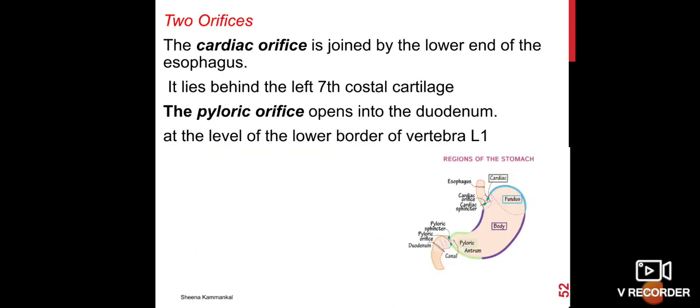The orifices, or the openings, are present: one at the lower end of the esophagus, and the other at the lower end of the stomach. So the first one comes at the junction between the esophagus and stomach, and the second one comes at the junction between the stomach and duodenum. These are the 2 openings. The first opening is called the cardiac orifice, and the second one is called the pyloric orifice.